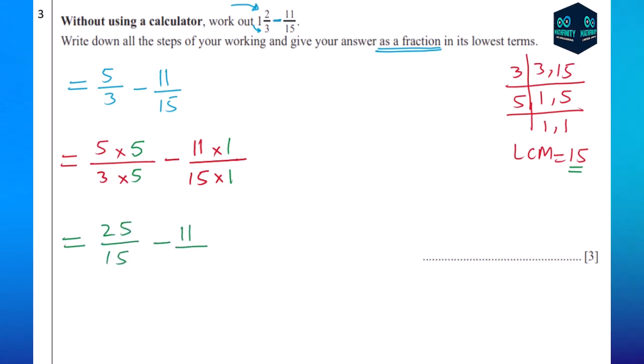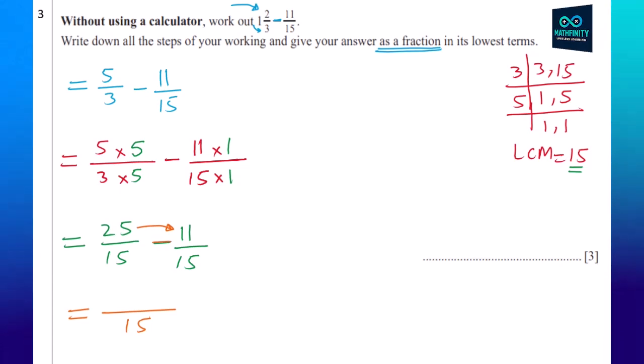minus 11 over 15. After making the same denominator, we have to write the denominator one time and we have to add or subtract the numerators. It depends what operation is there. As this is subtraction, we have to subtract 25 minus 11. I will get 14. Both numbers are not divisible by the same number and we cannot simplify. So as a fraction in its simplest form, this is the final answer, 14 over 15.